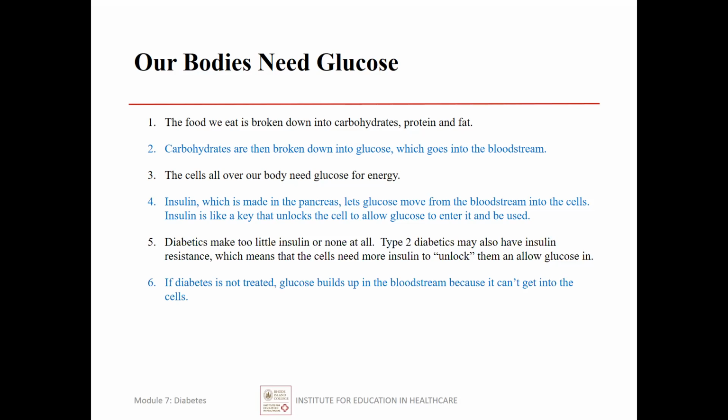If diabetes is not treated, glucose builds up in the bloodstream because it can't get into the cells. And over time, high blood glucose levels can cause a whole host of very serious health problems, including heart disease, stroke, blindness, kidney failure, and limb amputations, such as amputations of the toes or the feet or even the legs.